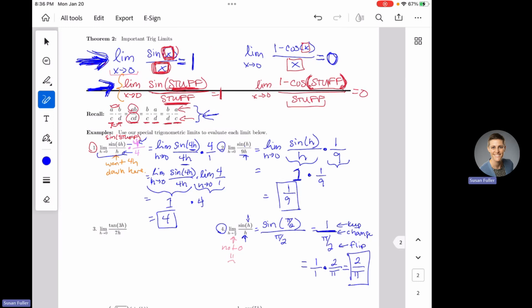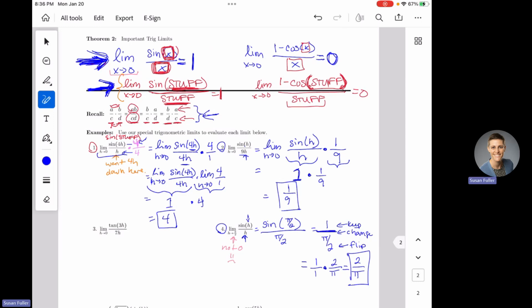So just be careful. Not only do we need the stuff inside my sine or my cosine function to match the stuff on the bottom, we also need the limit to be just right, as h goes to 0 or x goes to 0, whatever our variable is.